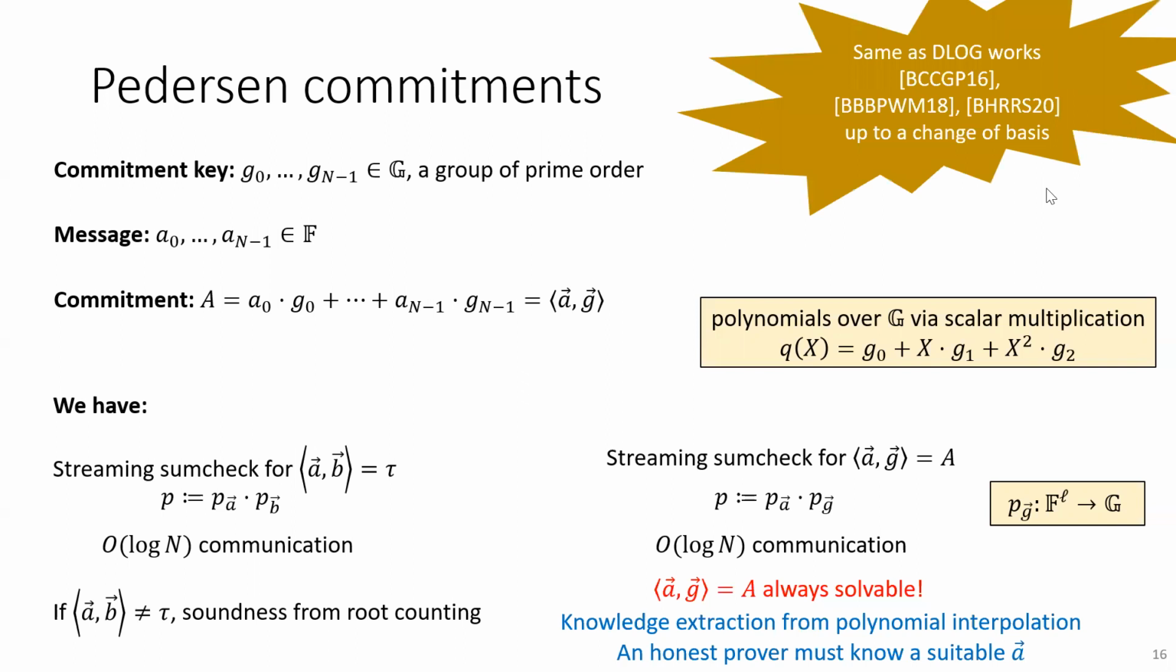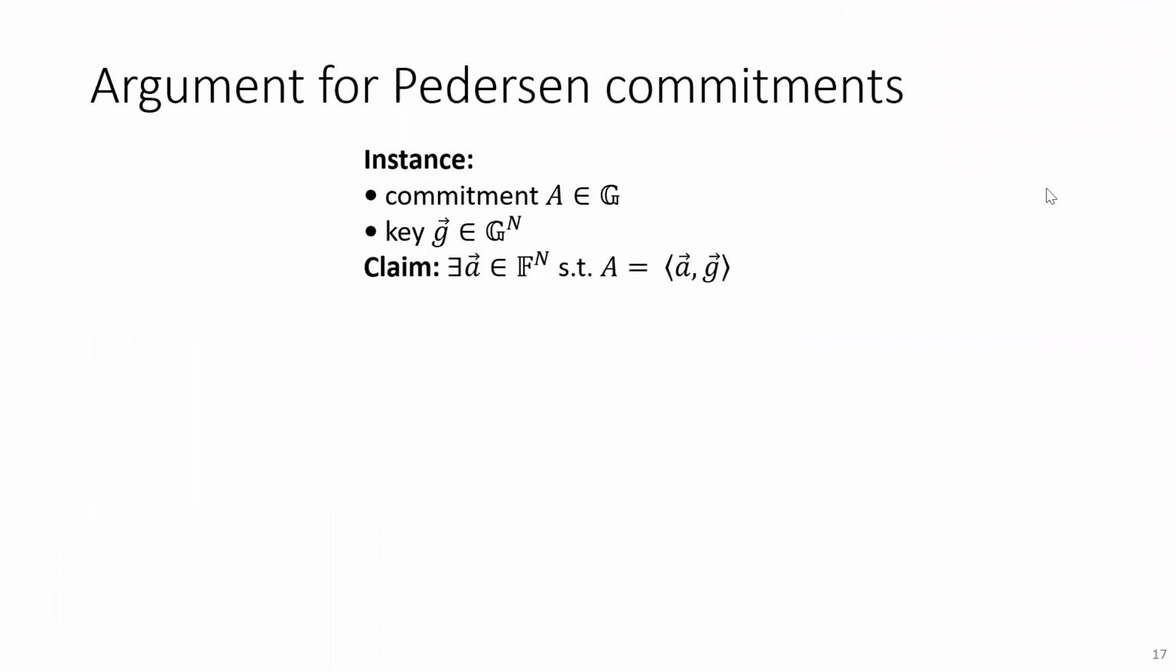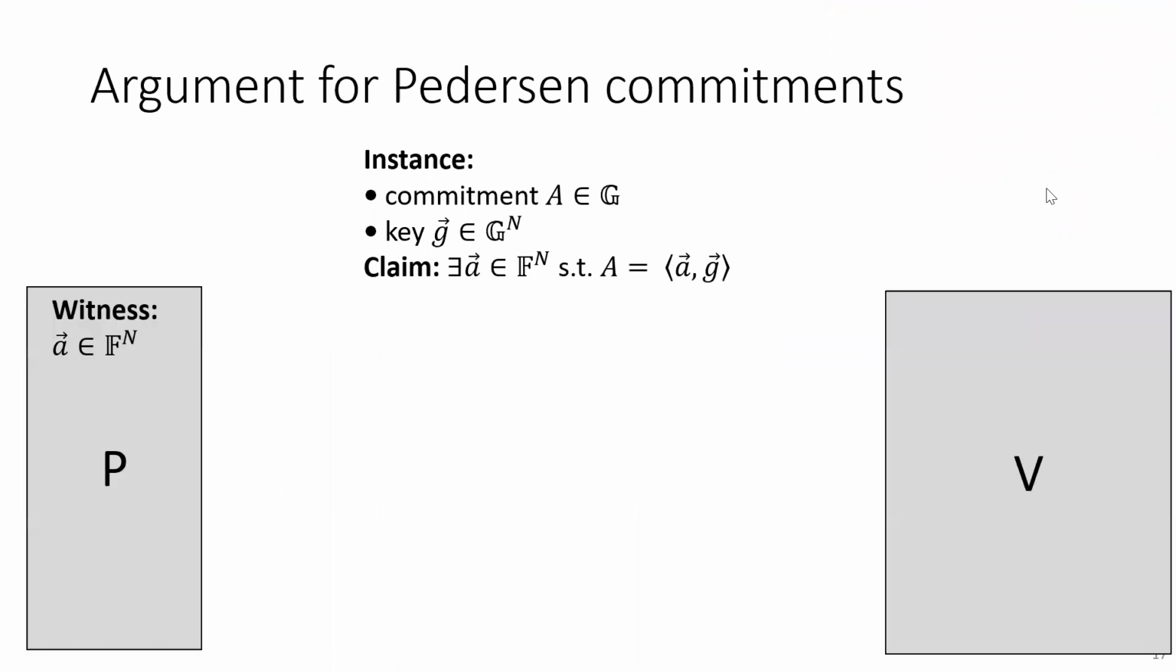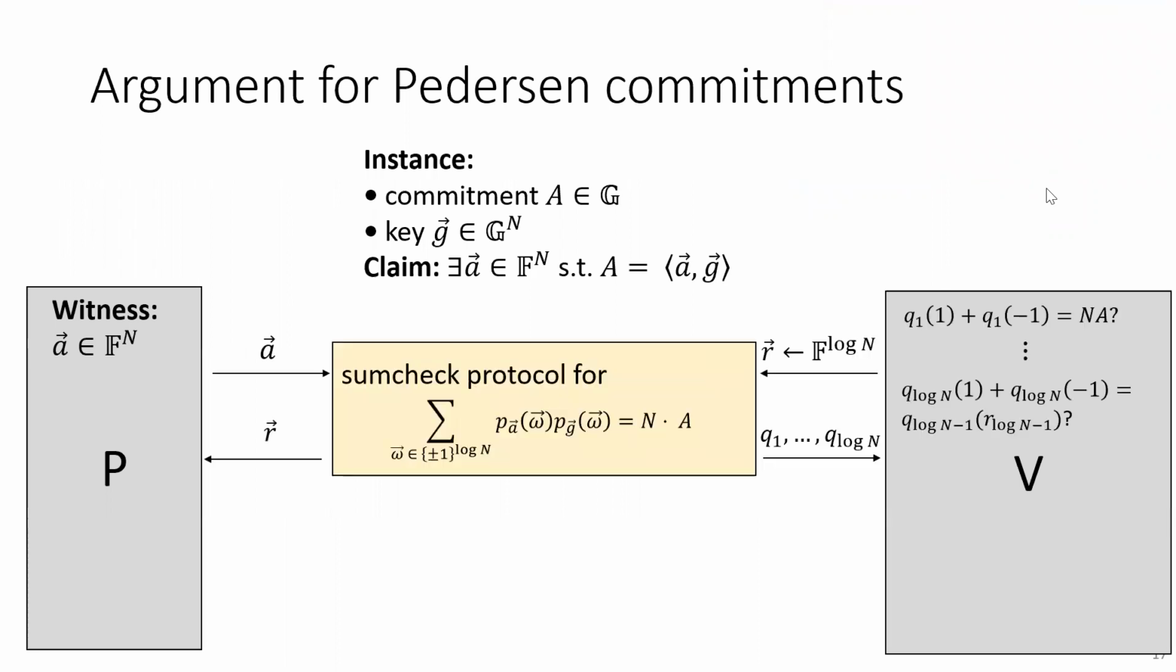And maybe surprisingly, this sum check based protocol is exactly the same as all these other discrete logarithm based arguments that I showed in that table before, maybe up to some small changes of basis in the polynomials and so on. But the protocol you get here is more or less equivalent. In fact, there are only some small changes that you have to make from the original sum check. So the prover and verifier run a sum check protocol.